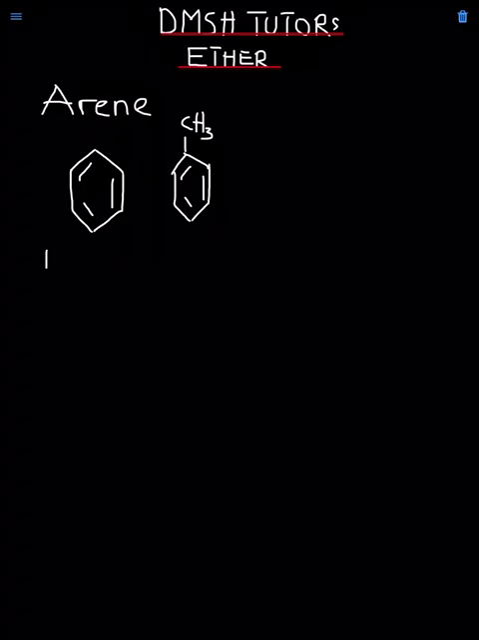Okay, so this is a benzene and this is toluene. Now, as you notice here, these guys end with ene, toluene. So as well, arenes. Since they are aromatic compounds that end with ene, that's arenes, benzene, toluene.